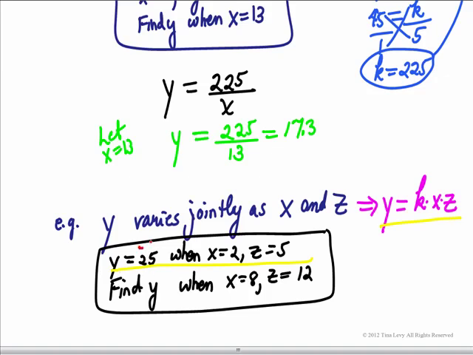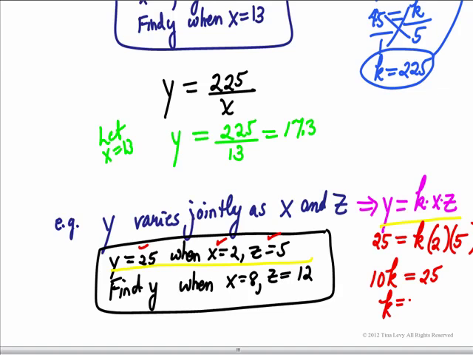Substituting in, letting y be 25, we get 25 is k times x times z. X is 2, z is 5. We now have that 10k is 25. Working this through, we get k is 25 divided by 10, and I like to reduce these, so dividing top and bottom by 5, k is 5/2.